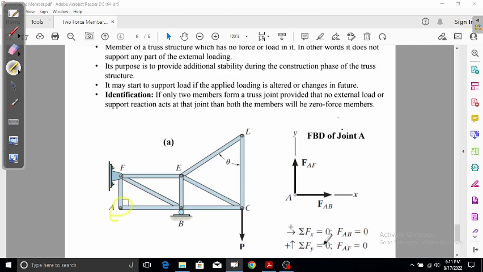Now I basically ask you a question. If you have understood it clearly, in this truss there is another very unique joint on which you can again say that its members are zero force members, and I want you to tell me in the comment section what that unique joint is.